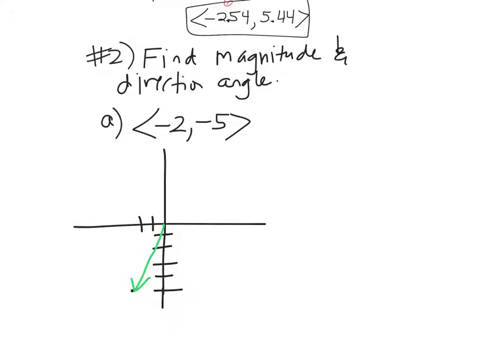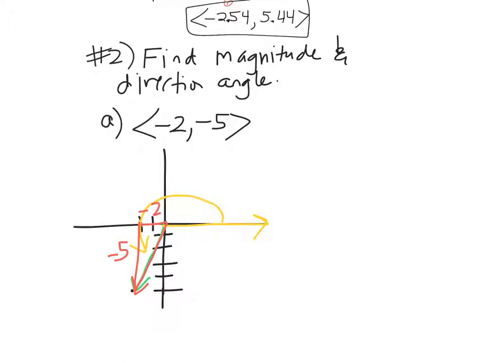Now remember what its directional angle is. Its directional angle starts at the x-axis and goes all the way around to here, so make sure that you tell me that you're in quadrant 3. I'm going to show you what's going to happen because your calculator is not going to give you that angle. So we make a triangle out of this. And this is negative 5 and this is negative 2.